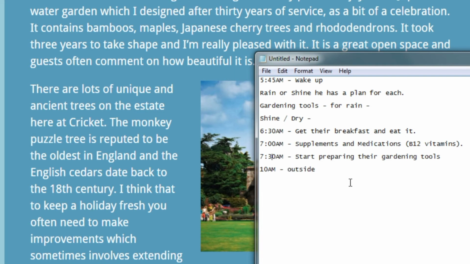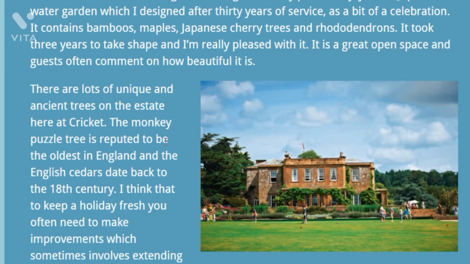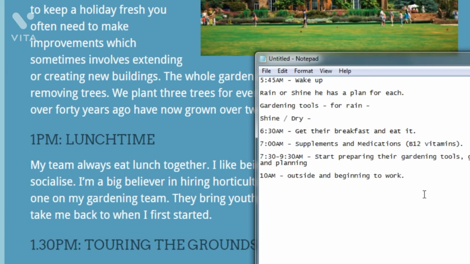so from 7:30 a.m. to about 9:30 a.m., start preparing their gardening tools, gardening equipment, preparation, and planning. Then by 10 a.m., they are outside and beginning to work. So right now, 10 a.m., it's still cool. Even in the summertime, it's not too hot. So hopefully maybe by 10 a.m. And then it starts getting hot at 12 p.m. or even 1 p.m. as we can see here.